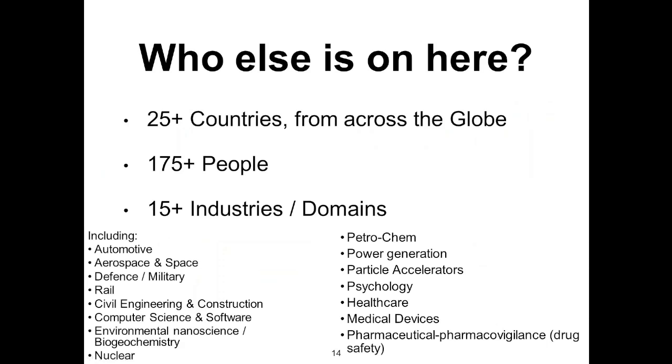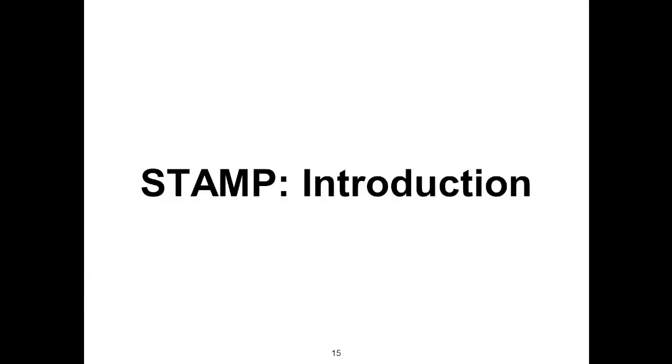So we've got people from over 25 countries across the globe, all the way from the west coast of America and Canada right around the globe to the other side in Australia. And I'm sure they're struggling because it's 1 a.m. over there. We've got over 175 people covering 15 plus industries and domains, including the ones that you can see there. This just highlights how broad the interest is in STAMP and systems thinking.